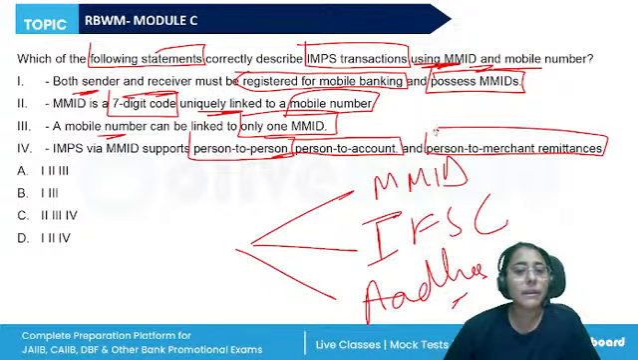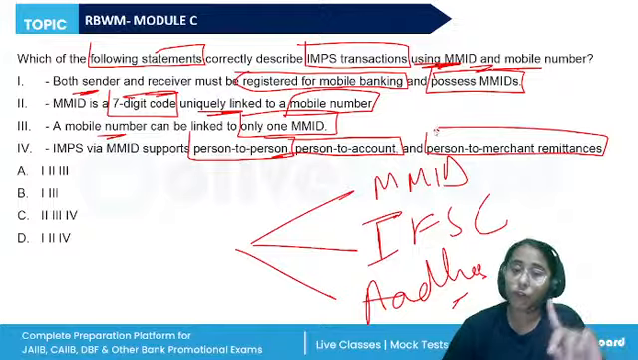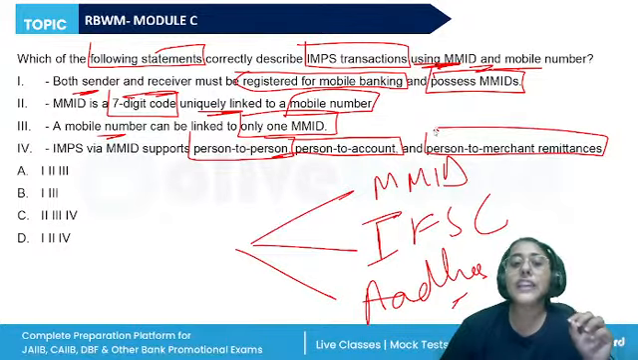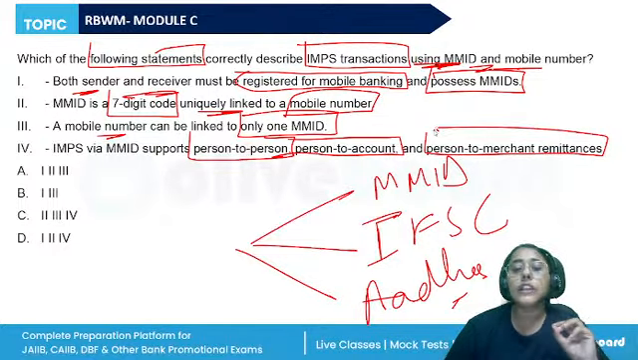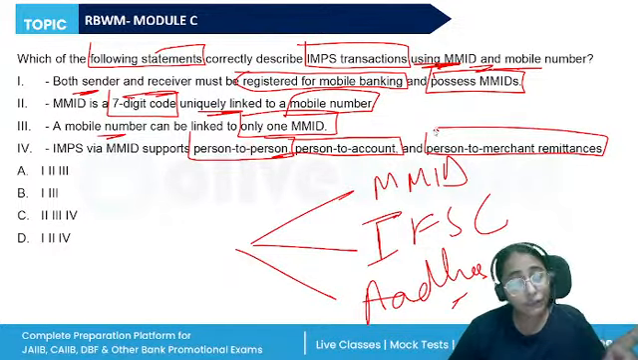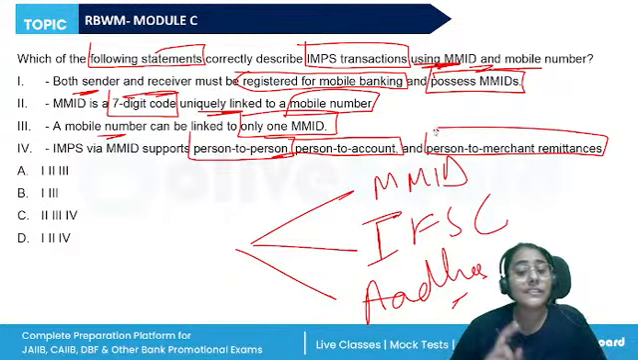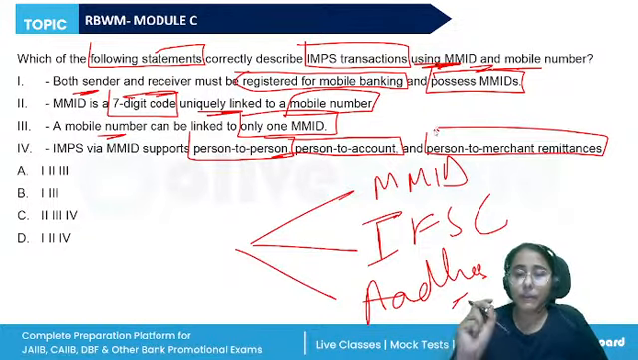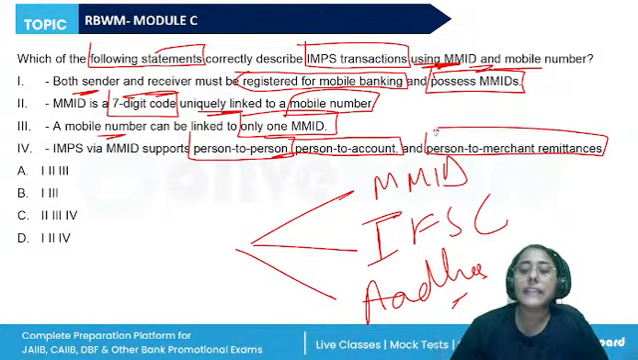So using the MMID, what do we need? Yes, the sender and receiver should have registered for mobile banking, and they should get the unique ID, which is called the MMID, and it is a 7-digit code for both separately. Each MMID will be linked to a unique mobile number, and different MMIDs can be linked to the same number. All right. So a mobile number can have more than one MMID as well.